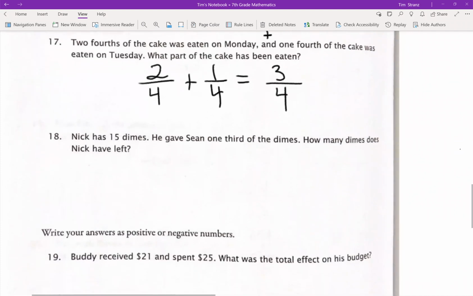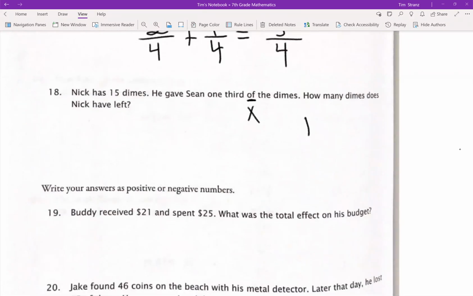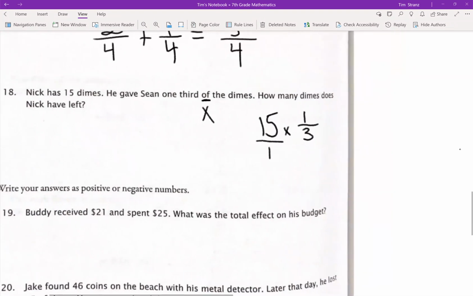All right, number 18. Nick has 15 dimes. He gave Sean 1/3 of the dimes. How many dimes does he have left? So the key word in this problem: Nick has 15 dimes. He gave Sean 1/3 of. "Of" is the key word. "Of" usually means multiplication. Okay, so how many dimes? So we're going to take 15. We're going to multiply that by 1/3.